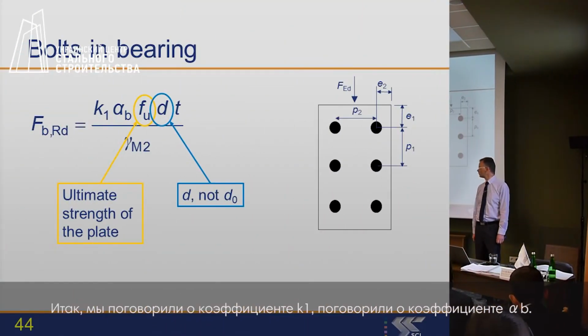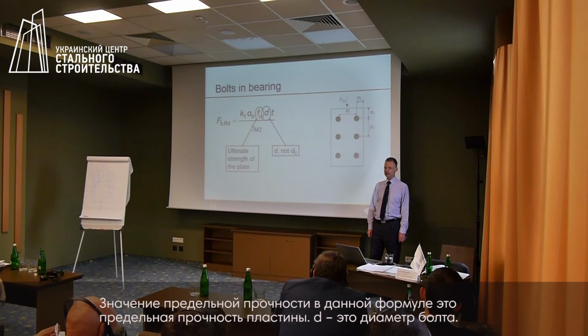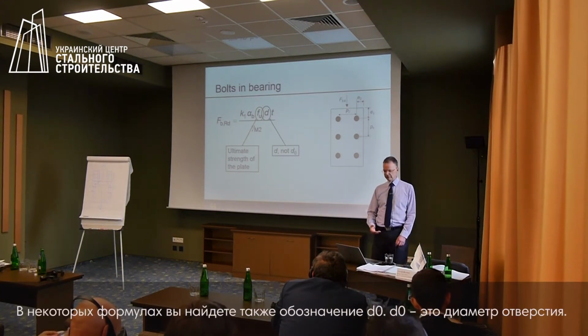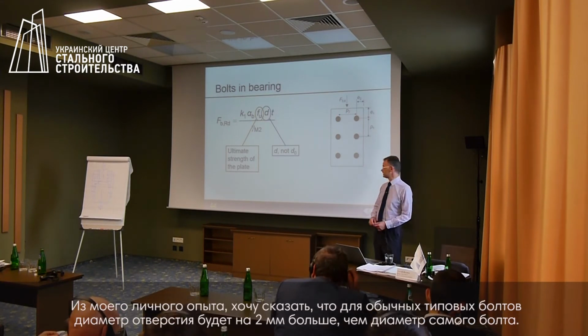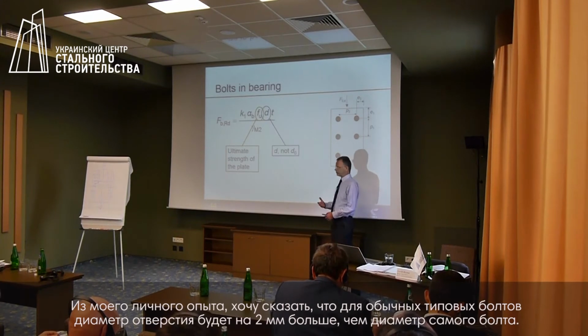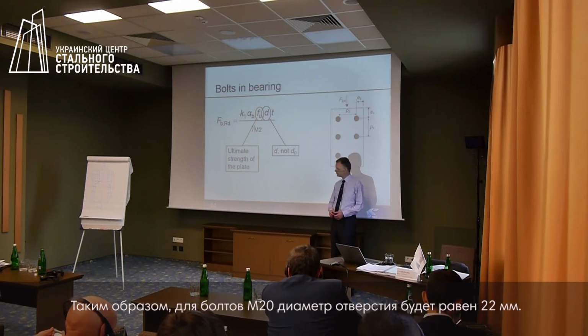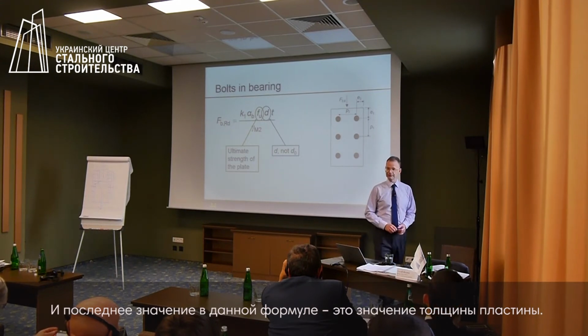So we've thought about K1, we've thought about alpha B. The ultimate strength is the ultimate strength of the plate. D is the diameter of the bolt. In some of the formula you will find D0, and D0 is the diameter of the hole. So in my experience, for ordinary bolts, the hole diameter would be 2 millimeters larger than the bolt diameter. So for an M20 bolt, I would use a 22 millimeter diameter hole. And then finally there, the thickness is the thickness of the plate.